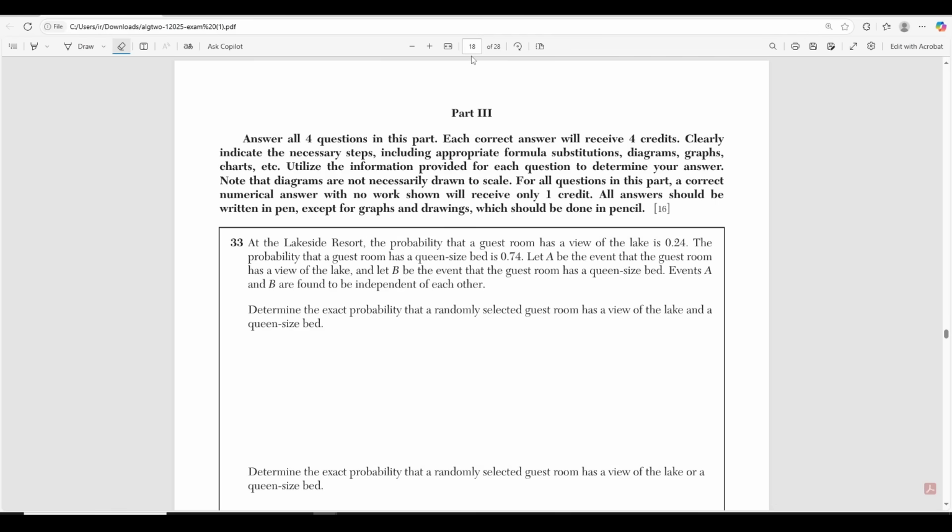We're going to go ahead and start off with number 33, which asks us to determine the exact probability that a randomly selected guest room has a view of a lake and a queen-size bed.